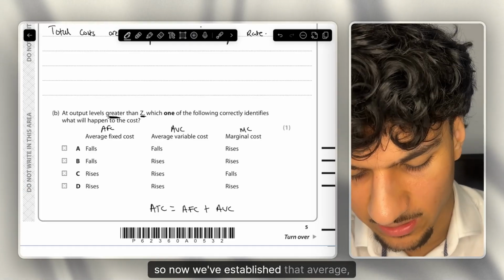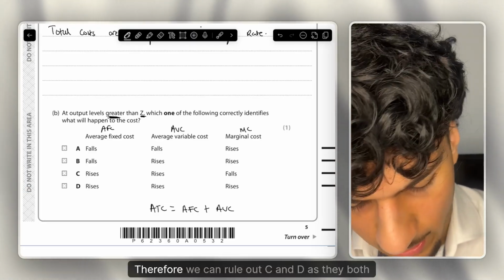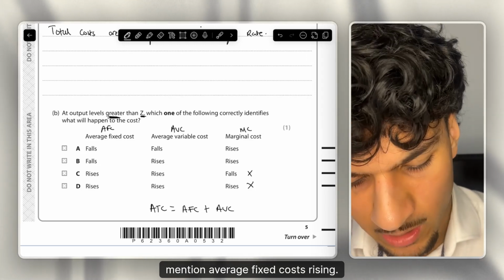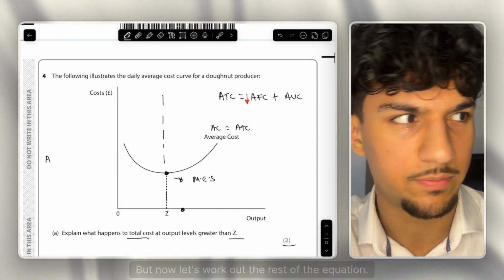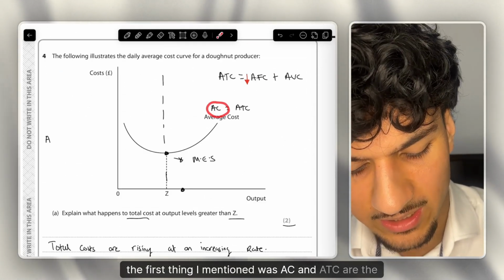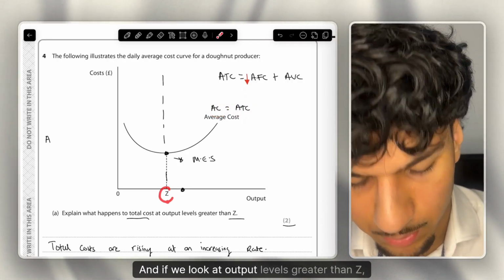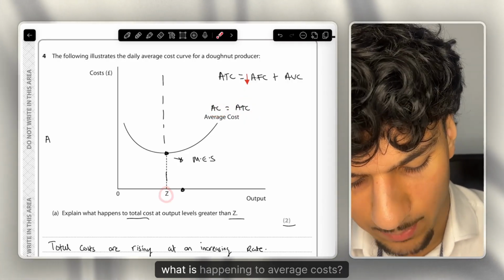So now we've established that average fixed costs are falling, therefore we can rule out C and D, as they both mention average fixed costs rising. But now let's work out the rest of the equation. The first thing I mentioned was AC and ATC are the same thing, they're just interchangeable words. And if we look at output levels greater than Z, what is happening to average costs?